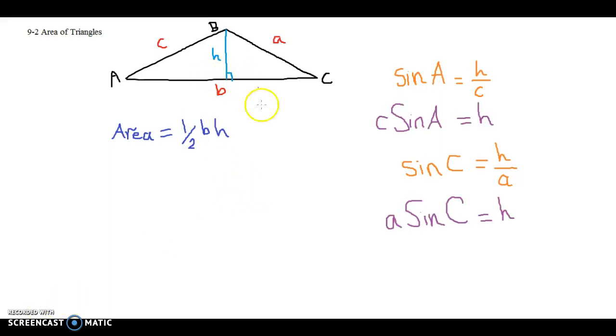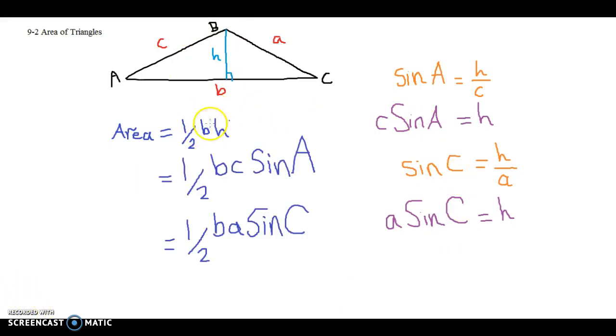So if we go to our equation and substitute h with c sine A or a sine C, we can notice a pattern. The pattern is that the area of the triangle is half of 2 of the sides multiplied times the sine of the included angle, the angle in between. So if we look at side b and side c, they have angle A in between them. It's the included angle right here. And also if we look at sides b and a, we'll find that angle C is included.